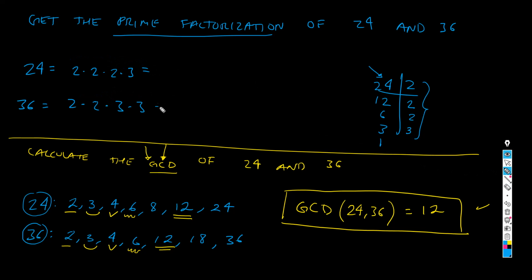Next, you must write this product 2 times 2 times 2 times 3 and this product 2 times 2 times 3 times 3 in a reduced version, in exponential form. What I mean by that is this. Look at, for example, the number 2. It repeats itself 3 times. So there is a shorter way to write all of this. 2 times 2 times 2 is nothing but 2 to the 3, right? And the 3 remains as it was.